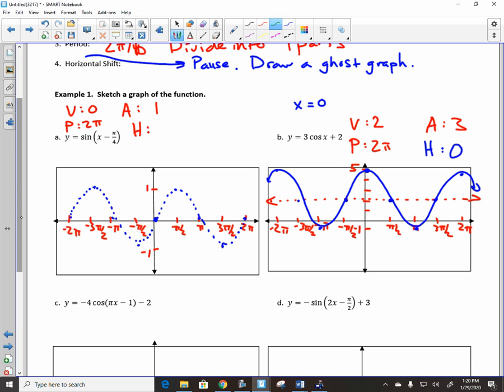In order to determine the new graph, I have to determine the horizontal shift. The horizontal shift you'll find by taking x minus pi over 4 and setting it equal to 0. How do we solve x minus pi over 4 equals 0? x is pi over 4. That's the horizontal shift. Can somebody tell me how much is pi over 4? Is that one whole tick mark? Is that more than one whole tick mark? Is that less than a tick mark? It's half of a tick mark, right?